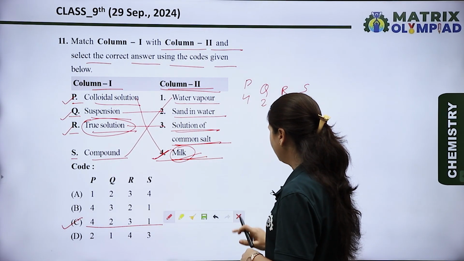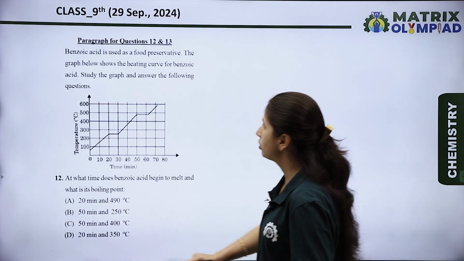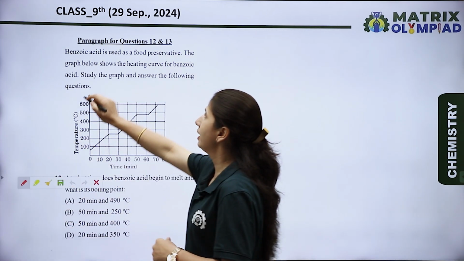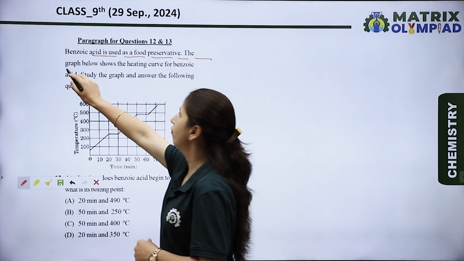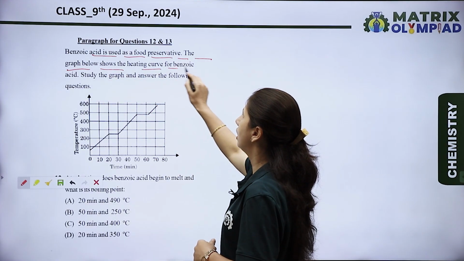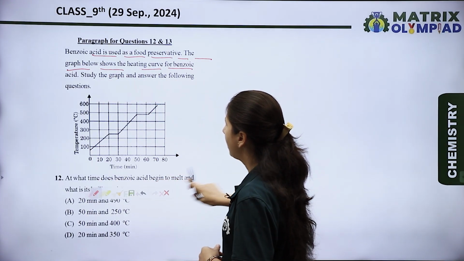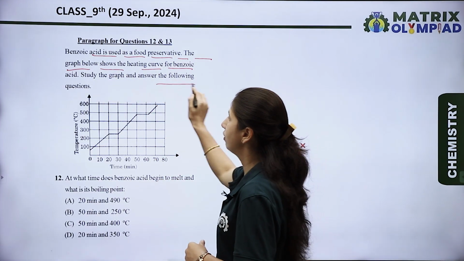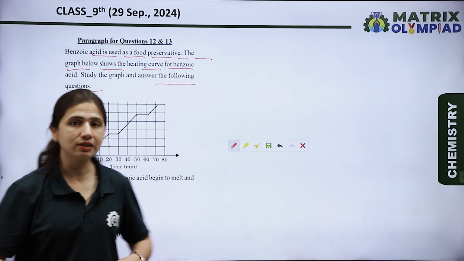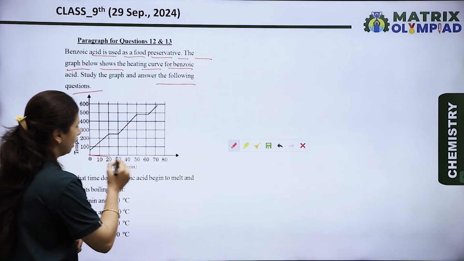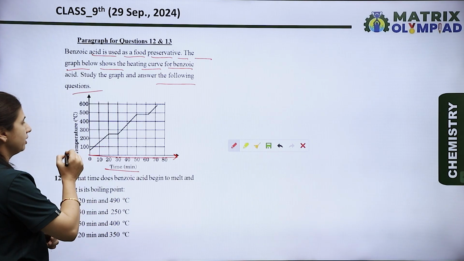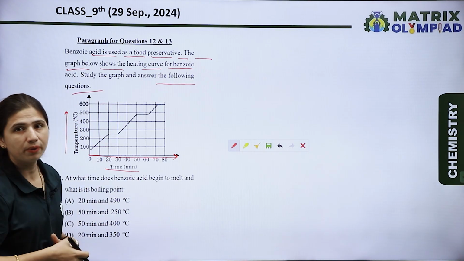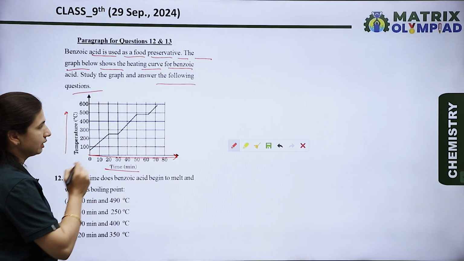Now let's see the next question. The next question is: benzoic acid is used as a food preservative. The graph below shows the heating curve for benzoic acid. Study the graph and answer the following question. Okay, in this graph there are two axes. On this axis there is time, and on this axis there is temperature. Okay, now let's see the graph.